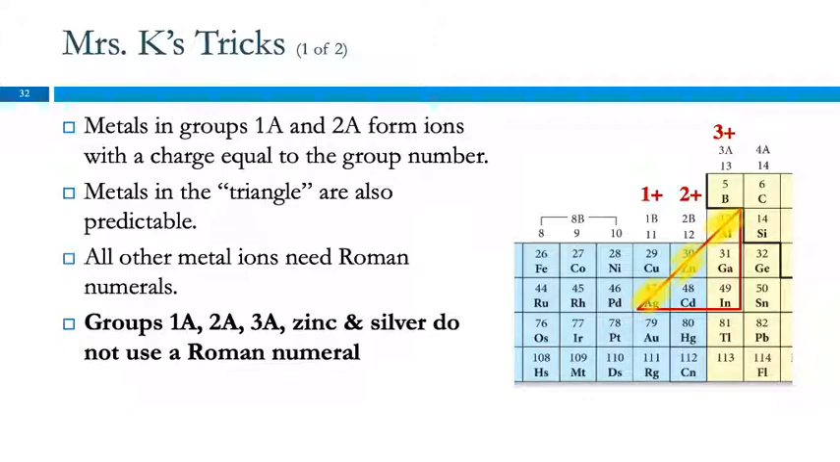So groups 1A, 2A, 3A, zinc and silver, do not use a Roman numeral because they don't need one. All the other metal ions need Roman numerals because there's more than one kind. So let's think about the kings of England, right? King Henry. Which King Henry, right? There was a whole bunch of them. How do they distinguish them? Roman numeral after their name, right? There's King Henry IV and King Henry V.